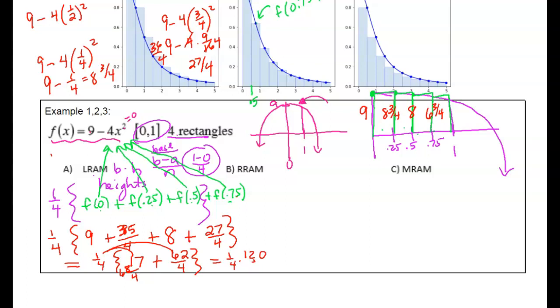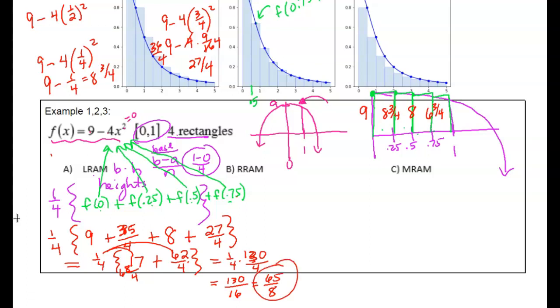130 over 4. So I get 130 over 16, which I should have reduced. Oh my goodness, there's so much reducing. Yeah, I should have reduced. I didn't. Well, if we divide by 2, I get 65 over 8.